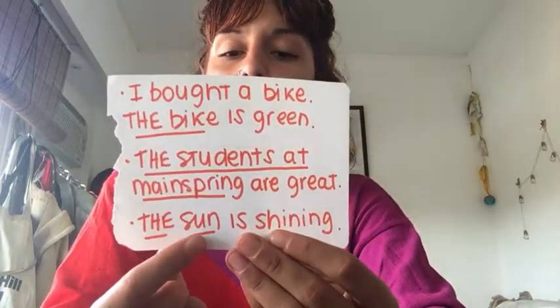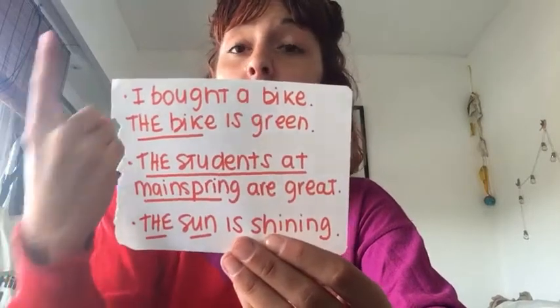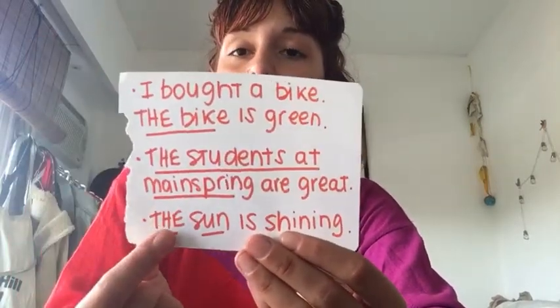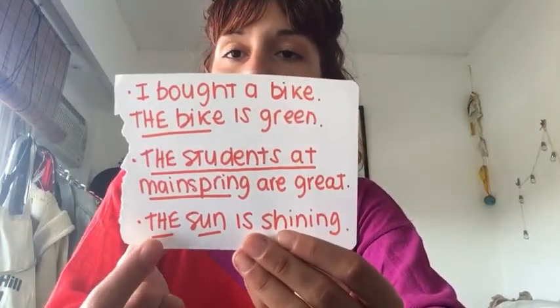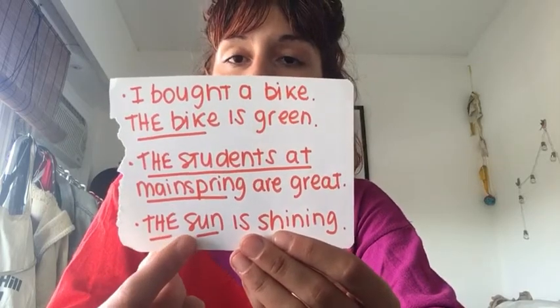The sun is shining. Look at this. ¿Hay muchos soles? No, there is only one sun. So because it is a specific reference, I use the sun, okay? It's the same thing with the moon. No hay muchas lunas, hay una sola en particular. So the moon, the stars, the sun, the weather.